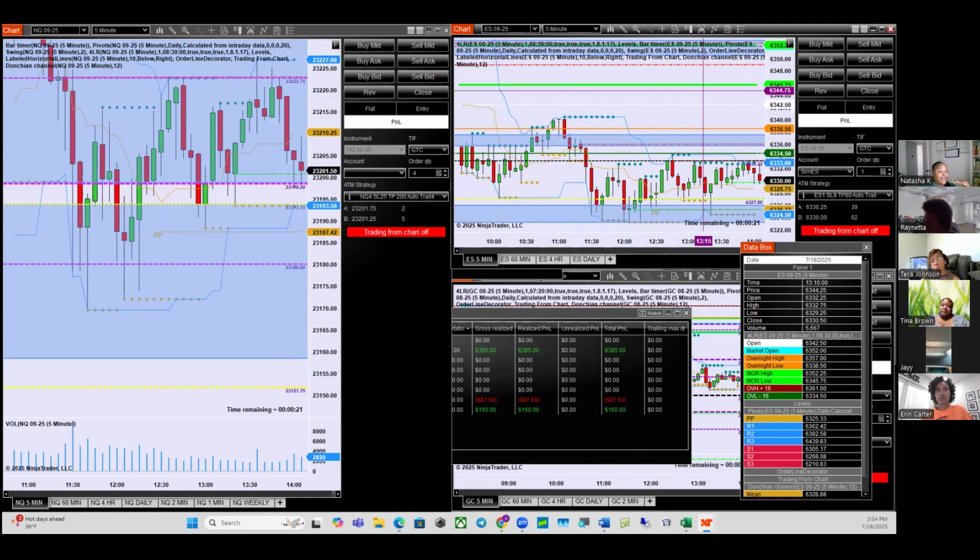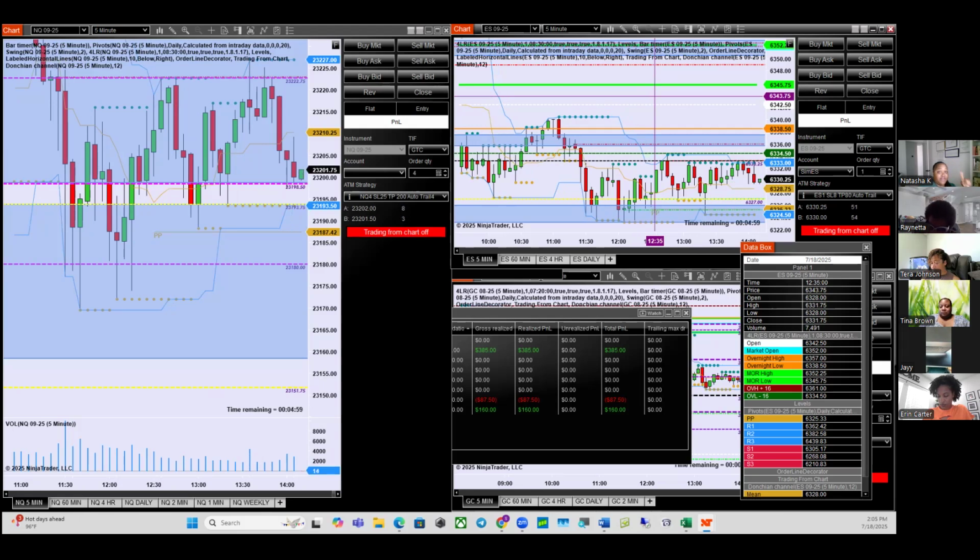Okay. So up here is my ES. That is $12.50 a tick. And for one full point, there are four ticks in a point. It's $50 a point on ES. So 10 full points on ES would be $500.